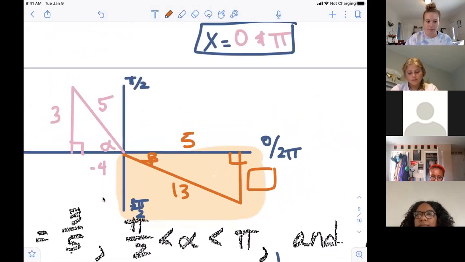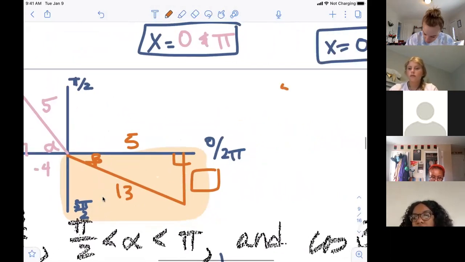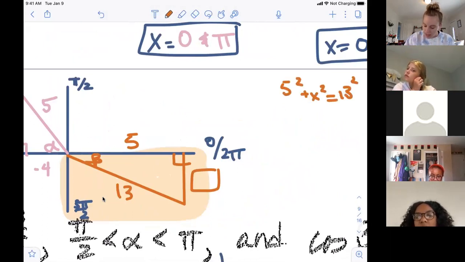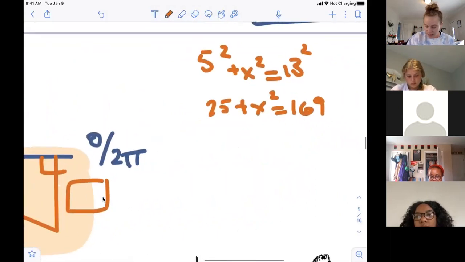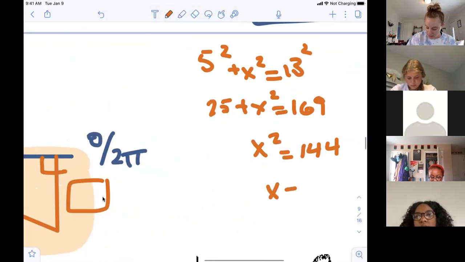Anybody questions so far? Okay, let's do a little Pythagorean theorem. This is another special triangle. I just know because we've done a few of these. But if you didn't, we just use the Pythagorean theorem: 25 plus x squared equals 169, minus 25 from both sides, x squared equals 144, and so x equals 12.